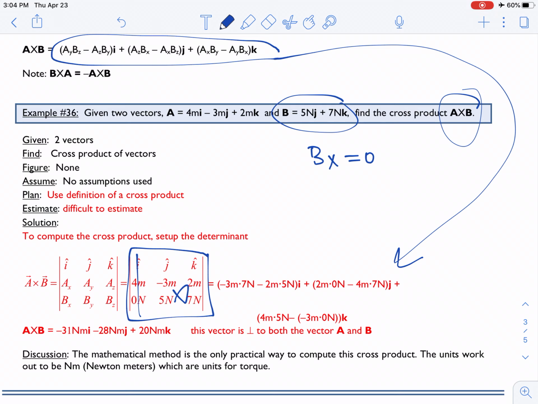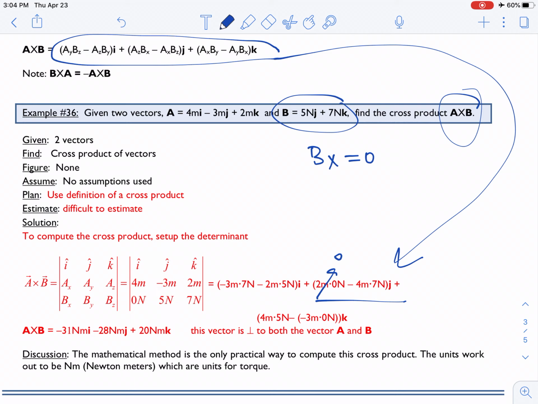I'm doing -3 meters times 7 newtons minus 2 meters times 5 newtons, and that's for the i hat. Okay, so that's the first part. I meant to get rid of this. Okay, and the next part, so I'm trying to get this, I'm going to cover j hat, and I'm going to go diagonally to the left. 2 times 0, that is going to be 0, and then minus 4 meters times 7 newtons, and that's what we have. And that's along the j hat direction. Okay, so let's get rid of that too.